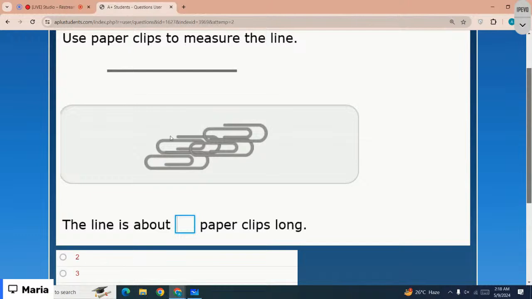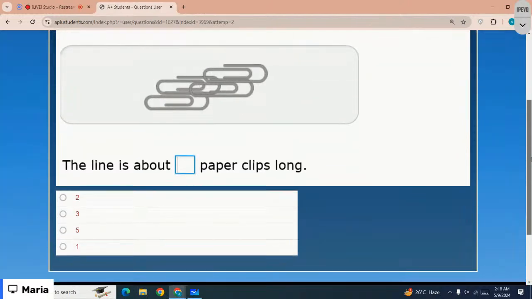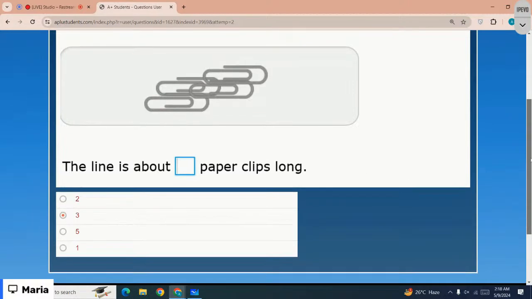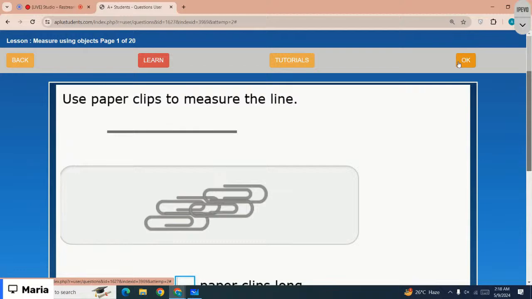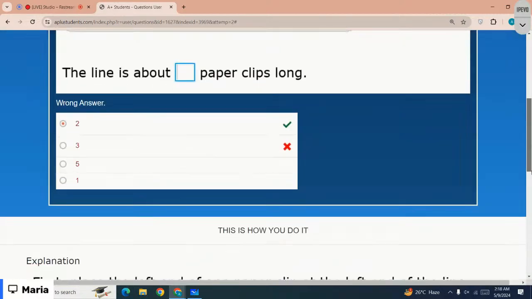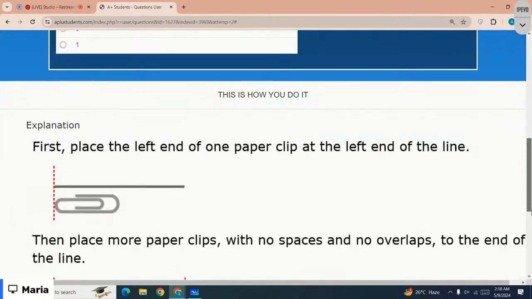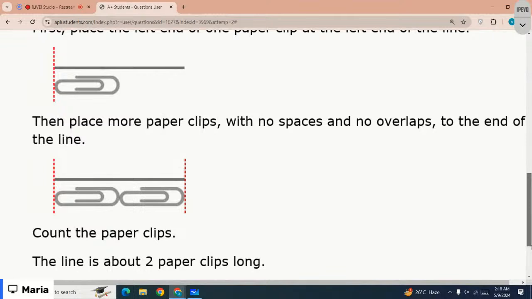That is two paper clips long, right? Not four, paper clips are too long. I think two or three. Let's say, suppose they are three paper clips long. Yes, they are two paper clips long, not three, right? Just look at this line. The line is two paper clips long.